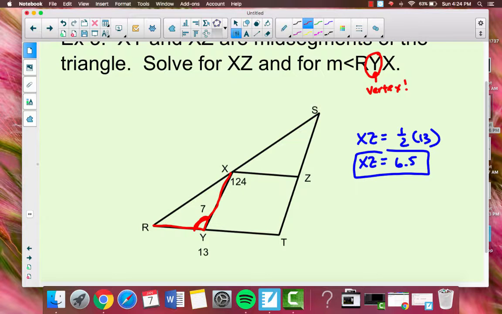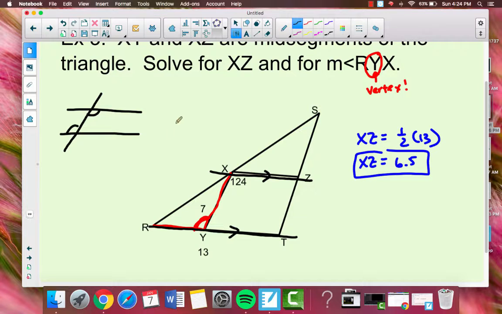Well, what's useful is knowing that a mid-segment is parallel to a side. So here what we have is this mid-segment at the top, XZ, and it's parallel to its opposite side, RT. So we've got some parallel lines here, and if you remember back from first semester, when we have parallel lines cut by a transversal, we have this nice new thing called alternate interior angles. So they look like that. So alternate interior angles. So that allows us to know what the measures are.